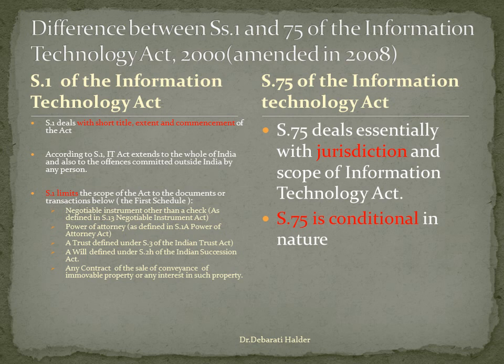Section 1 limits the scope of the Act with respect to certain documents or transactions, as discussed below. These include negotiable instruments other than a cheque, power of attorney, a trust as defined under Section 3 of the Indian Trusts Act, a will as defined under Section 2(h) of the Indian Succession Act, and any contract for the sale or conveyance of immovable property or any interest in such property. Section 75 does not discuss limitations as Section 1 does.